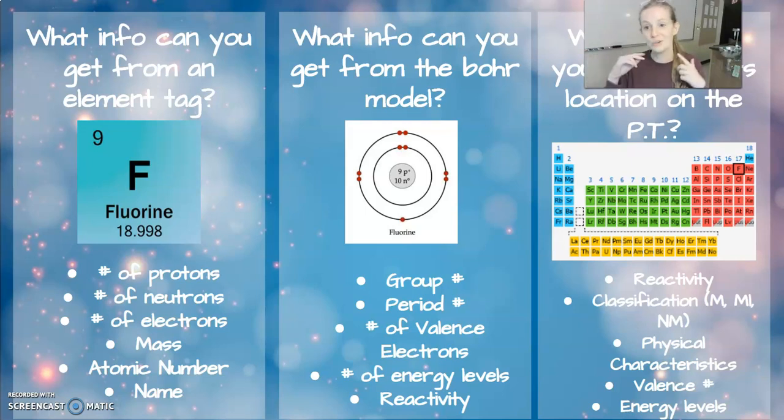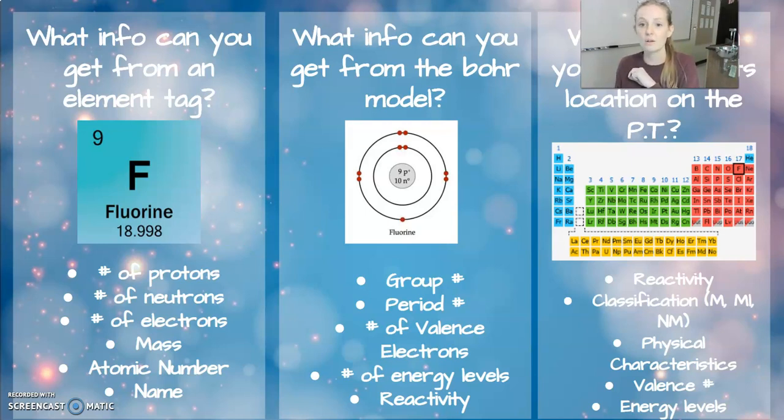Valence electrons, you can literally just count them up on the outside. Number of energy levels, we did that too. You just count the rings, and then we can also make a prediction about its reactivity. Again, based off of its valence electrons. If it has 7 valence electrons, we know that it's going to be in group 17, and we know that group 17 is highly reactive.